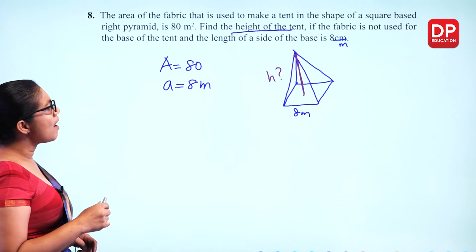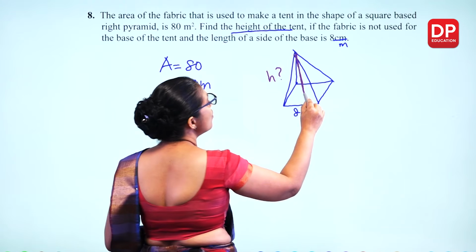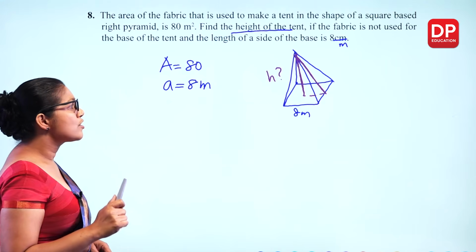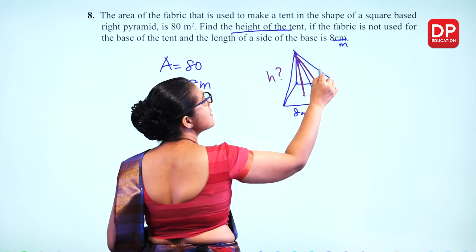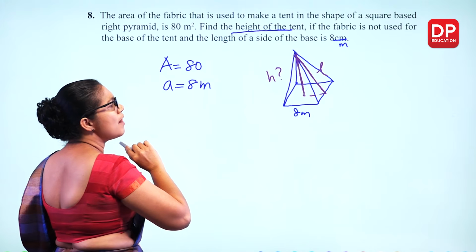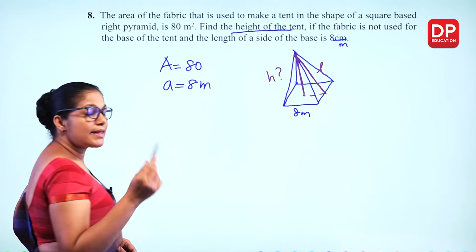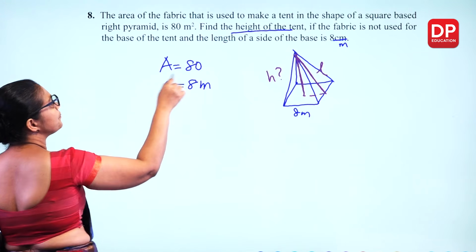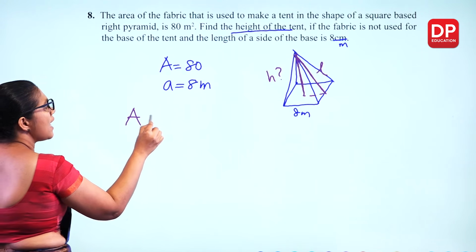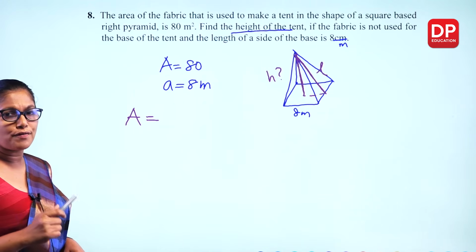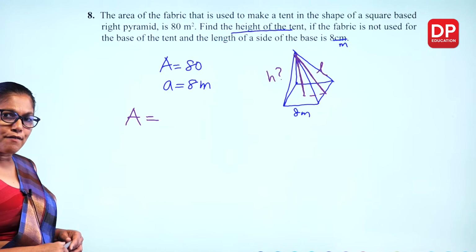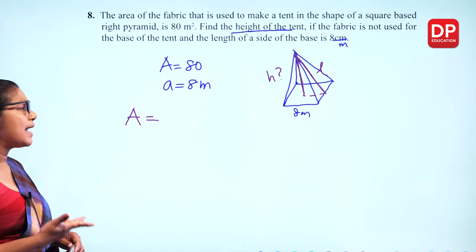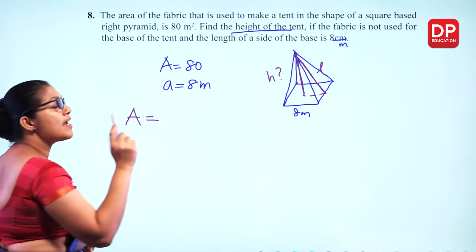Now look at the question carefully. We need to first find out this perpendicular height of the triangular face. That's L. If we can find out L first, then you can use the Pythagoras theorem and find out h. So we'll use this area formula to find out L. L is the perpendicular height of the triangular face. Can we use A squared? No, because they have not used materials for the base area. So we can straight away use the other part.